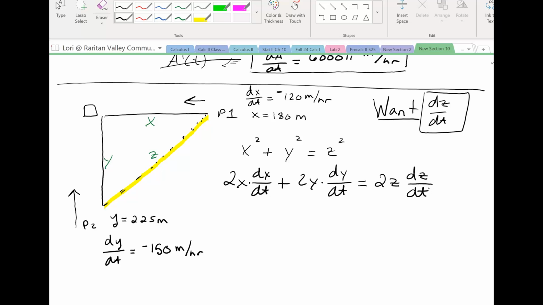Okay? So let's plug in what we know, and there's a lot that we do know. So bring down your 2. Our first x, of course, is the 180 miles. Our dx/dt is the negative 120 miles per hour. Plus 2. Our y is 225 miles.